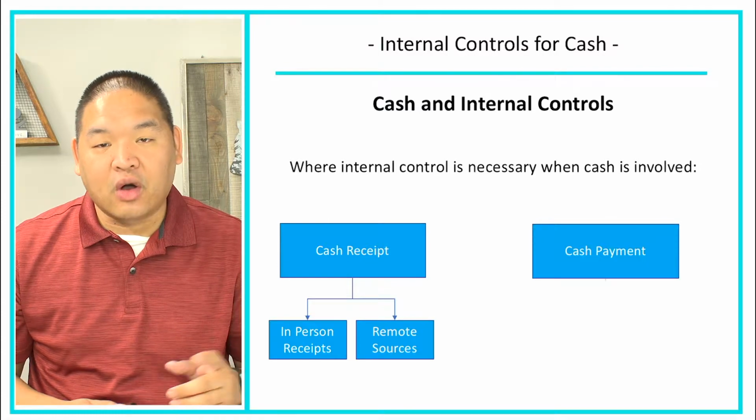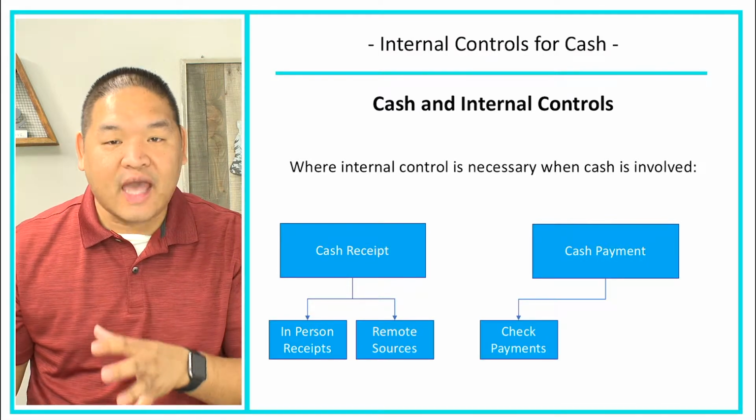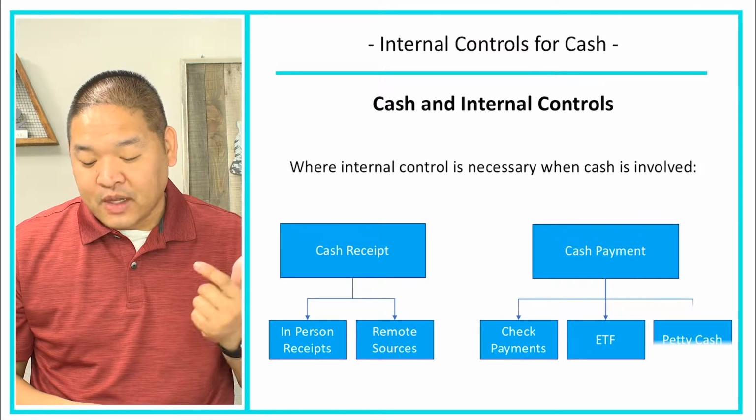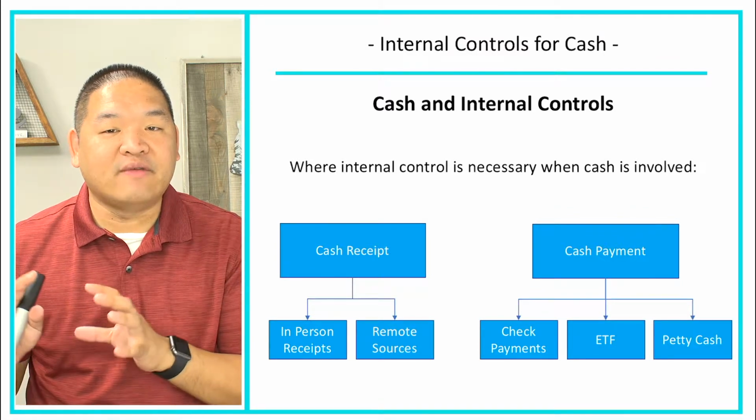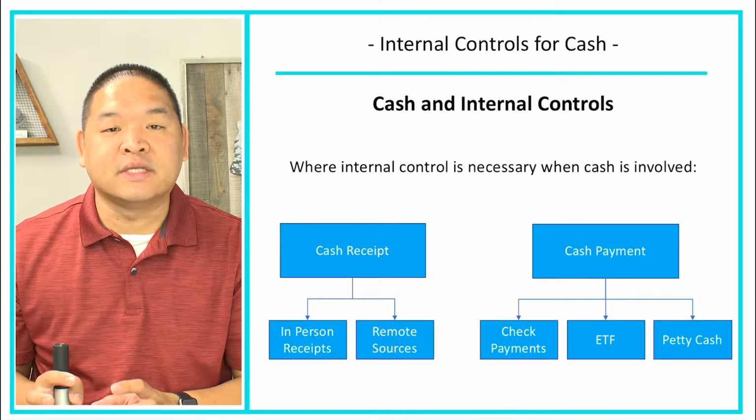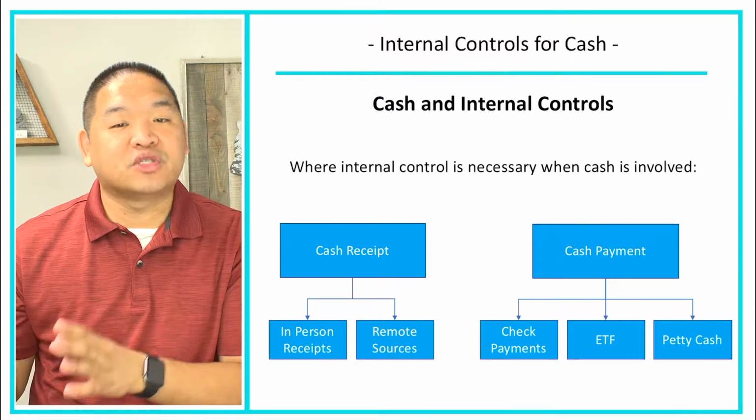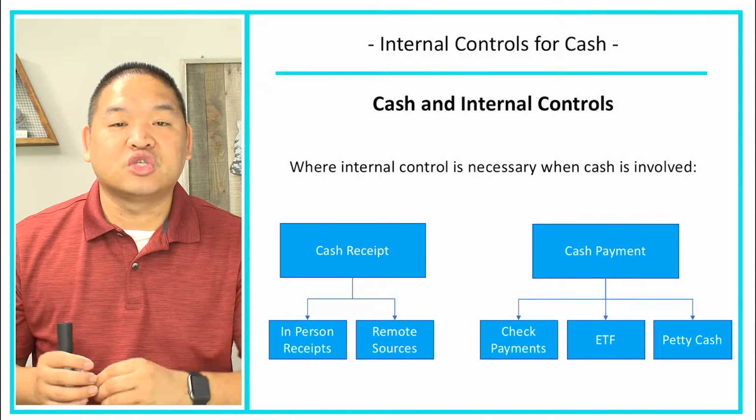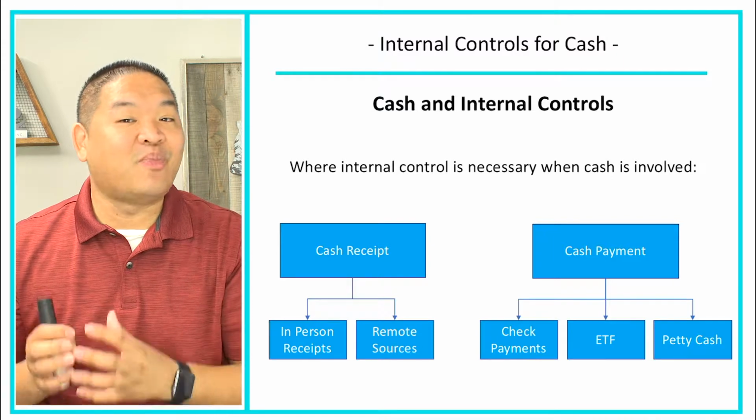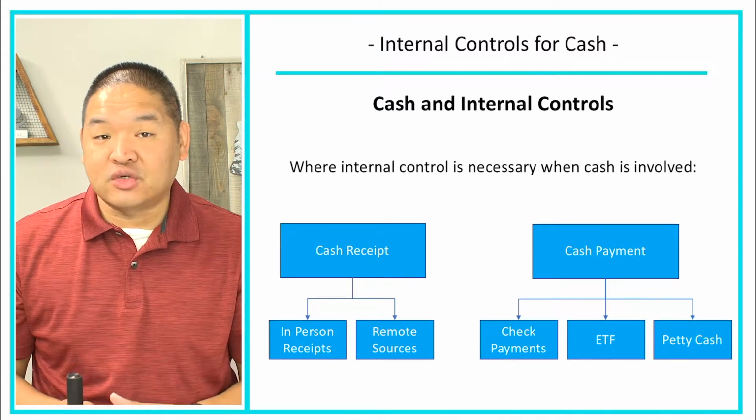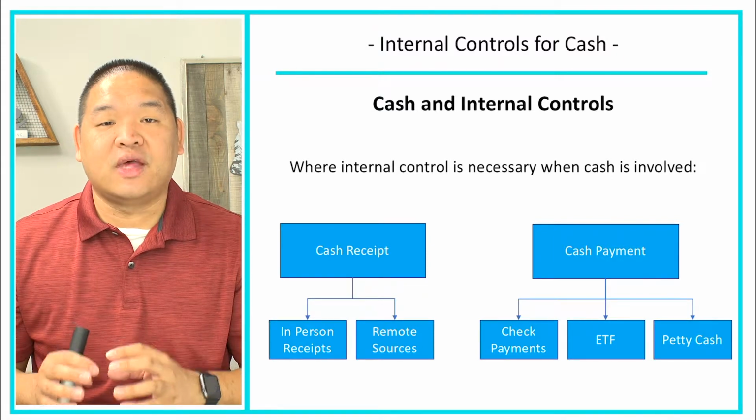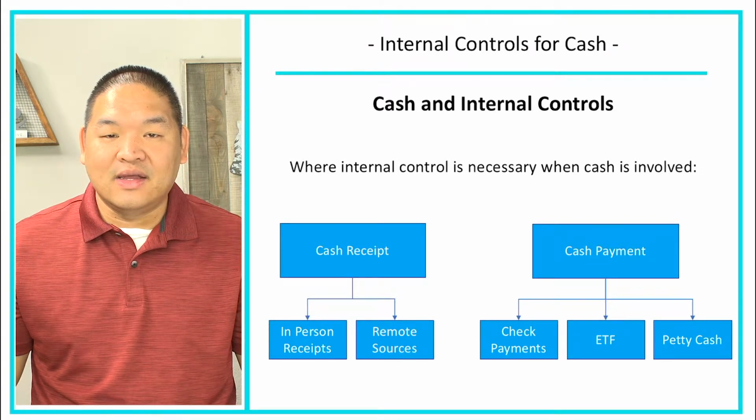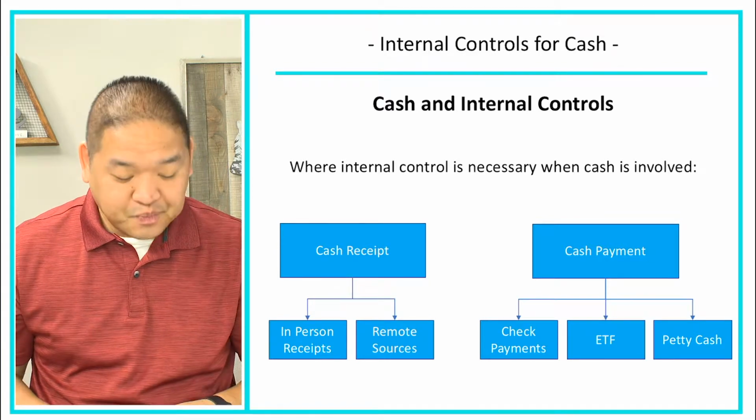Another aspect is also on the cash disbursements or the cash payment. We see this through either check payments, EFT payments, as well as petty cash. So we need to have internal controls related to those areas because we don't want cash to be dispersed to people that shouldn't receive the money, or we shouldn't have checks that are dispersed to the wrong people for the wrong amounts. That's bad internal controls. So we need to have internal controls related to those in order to make sure that all of our cash has the right custody in its disbursements.